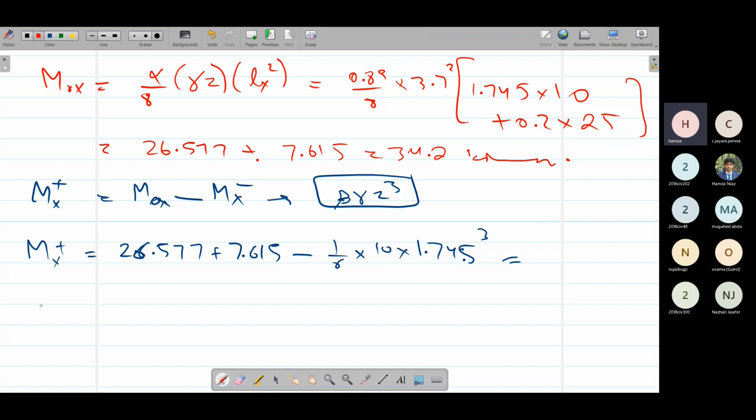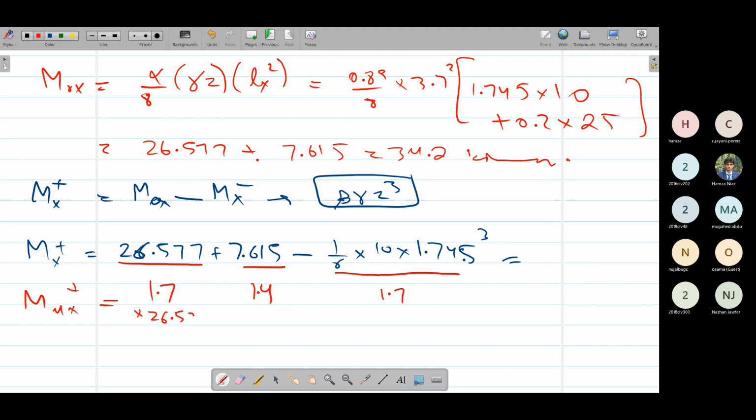Afterwards, we have to calculate Mux positive, the ultimate positive moment. So simply multiply this by 1.7, because it is due to water. This is because of concrete, multiply this by 1.4. This is because of water, so multiply this by 1.7. Simply multiply 1.7 with 26.577, plus 1.4 into 10.615, minus 1.7 into this whole thing. So what you will get is the ultimate moment.